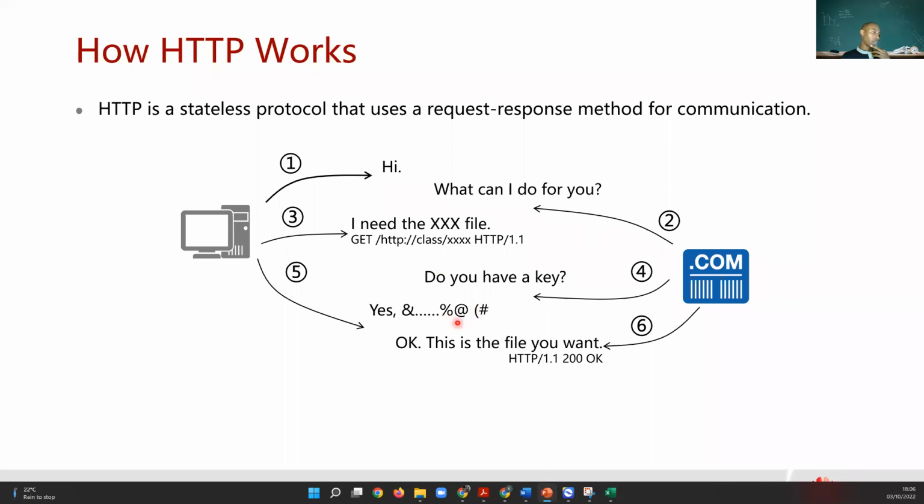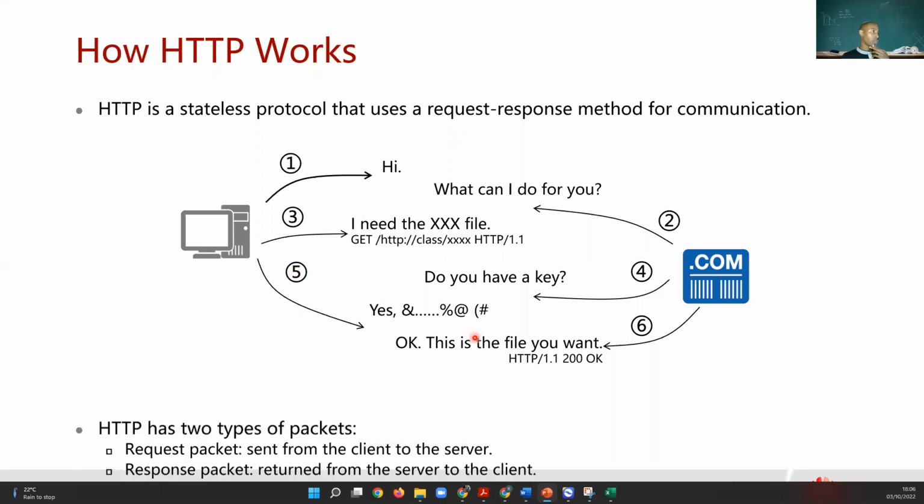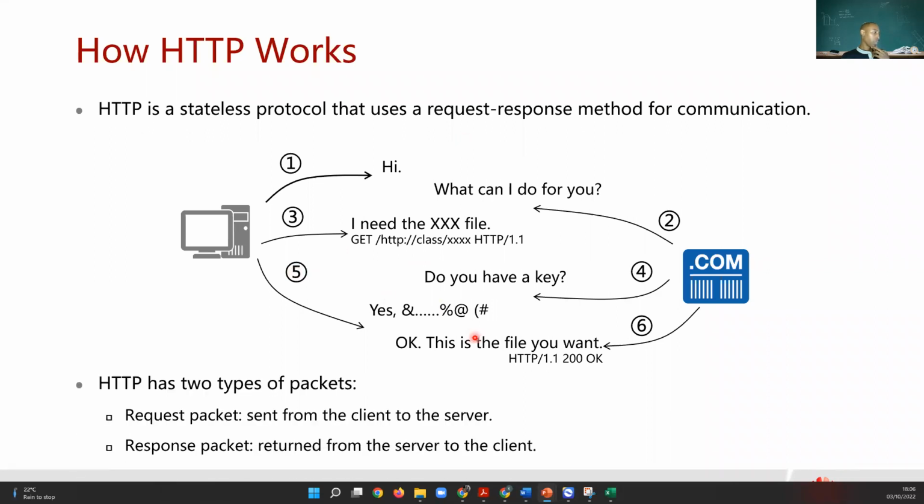Yes, this is the key. Some weird characters. Okay, yeah, that is the key. Here's the file you want. That is really how it works. And if you're able to analyze logs, you'll be able to see how all this happens. So there's a request packet and there's a response packet.